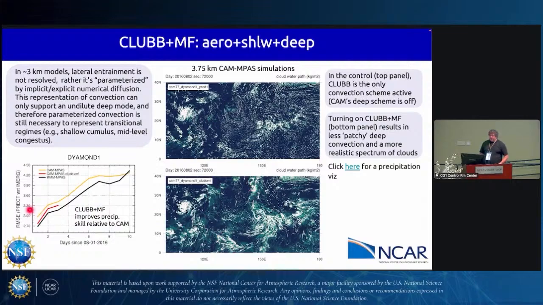So this is a DYAMOND 1 simulation that's initialized from ERA5 on August 1st, 2016. So the first several days of that simulation you can consider initialized prediction. And so the RMSE for CESM out of the box is the gold, and the red is with ClubMF. And so we brought our RMSEs, with respect to precipitation in the IMERG data set, down significantly. This is the MQ DYAMOND 1 simulation, so we're not quite as good as them yet.